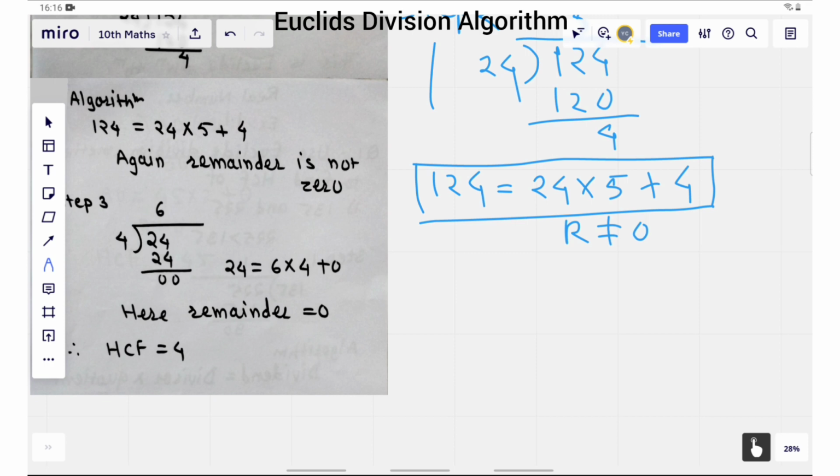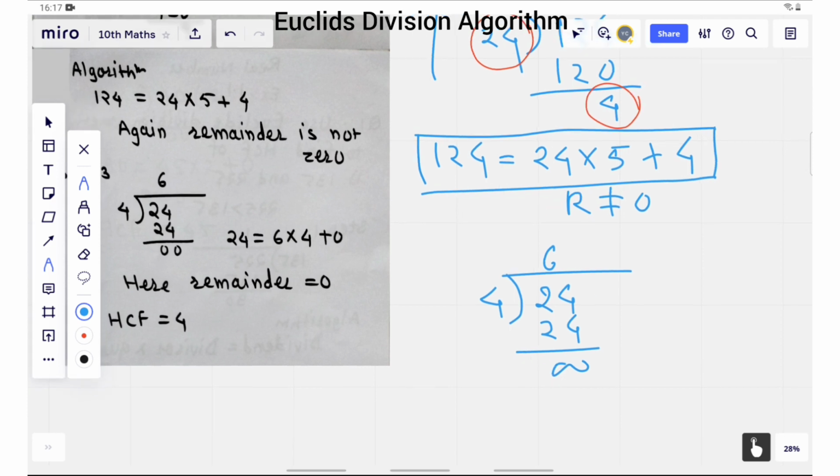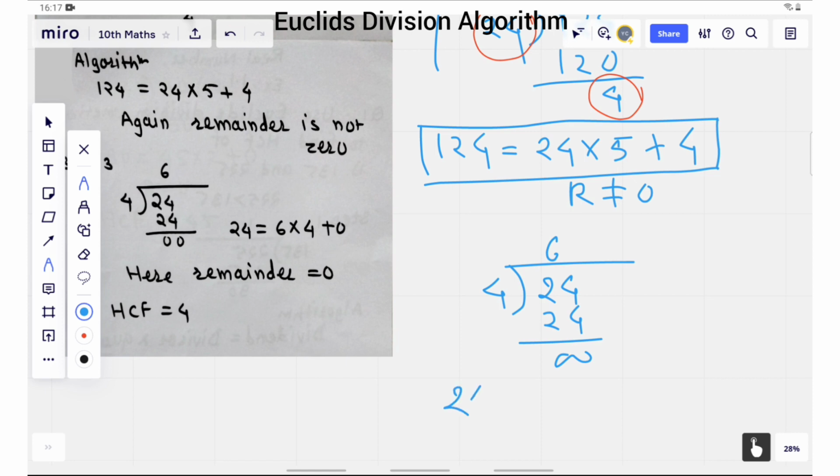So in the third step also what we are going to do? We are going to take two numbers, that is divisor and remainder from step 2, and we are going to divide that divisor by the remainder from step 2. And we find here 4 6s are 24, and now the remainder is 0. Now also we have to write the algorithm, that is dividend is equal to divisor into quotient plus remainder.